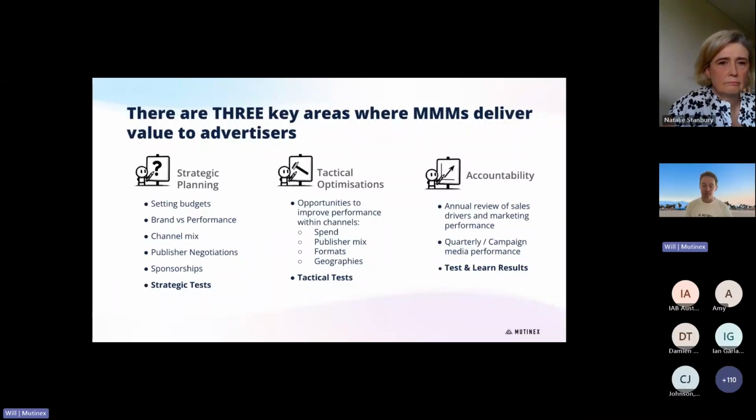And the third part that market mix models deliver value is it holds people accountable. So now they can be looking at reviewing the sales drivers. They can take the correct amount of credit for what marketing delivered. They can look back at how their campaign performed, or how they performed over the most recent quarter, and make sure that they're hitting their expectations. And if they're not, looking for those opportunities to improve.